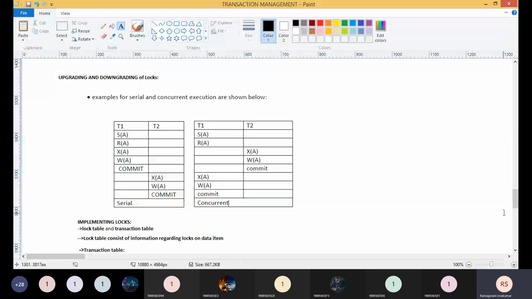If a transaction is holding an exclusive lock on an object, it can simply downgrade to a shared lock after completion of its update. And similarly, a shared lock can be upgraded to an exclusive lock on a particular data item if no other transaction is holding an exclusive lock on the same data item.